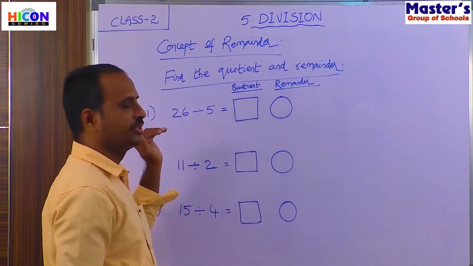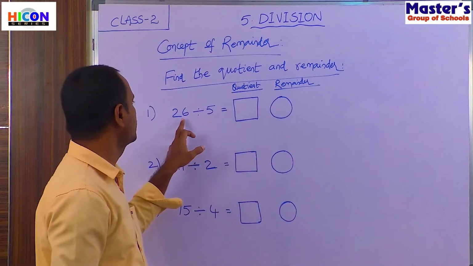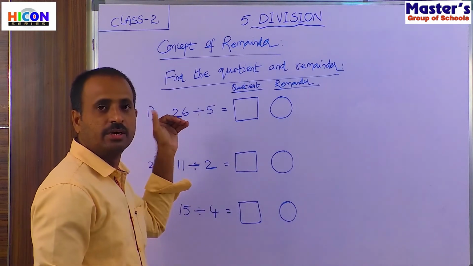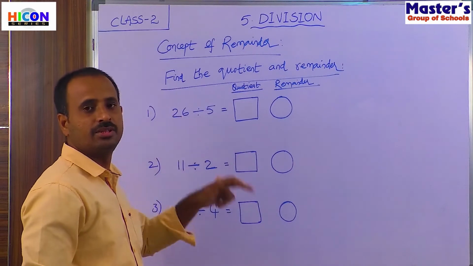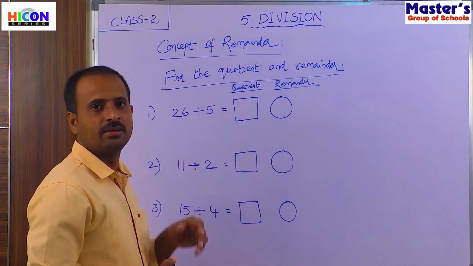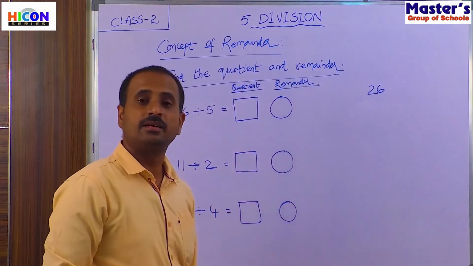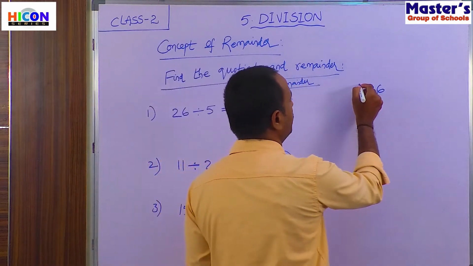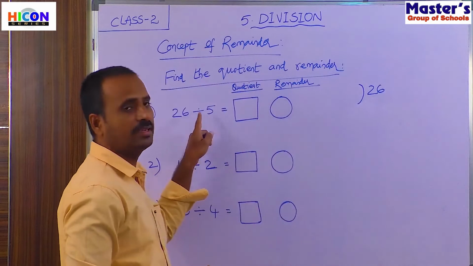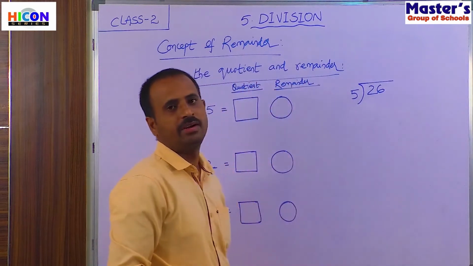So let us see the first division. What is the first division here? 26 divided by 5. Now arrange these numbers in the division method. Here the first number is the dividend and the second number is the divisor. So write the dividend 26 in the middle, and write a bracket at its left side. And write the divisor in the left side bracket. What is the divisor here? 5. So write 5 in the left side bracket and draw a line above the dividend.